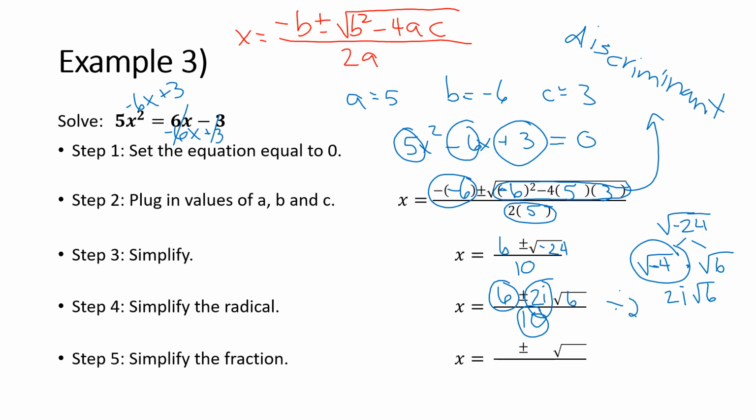6 divided by 2 is 3. 2i divided by 2 is just going to be 1i, and we leave that square root of 6 alone. And 10 divided by 2 on the bottom is 5. So this is our final answer. You could actually write it as 2 separate answers. You could write it as 3 plus i square root of 6 over 5. And then your second answer would be 3 minus i square root of 6 over 5. So just because I've written it as one piece, there are still 2 answers here.